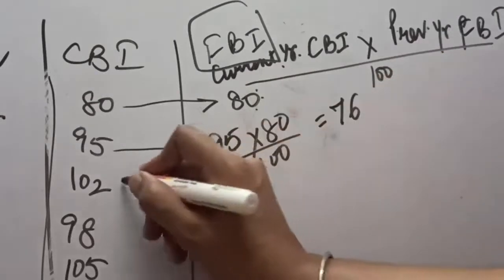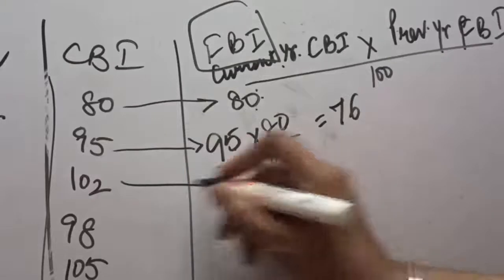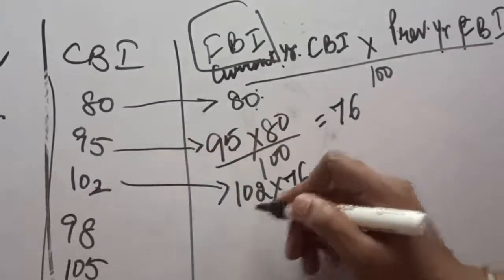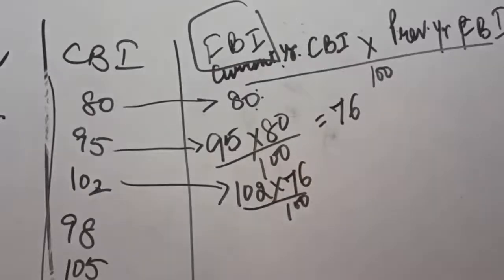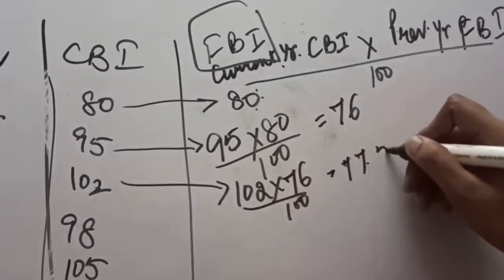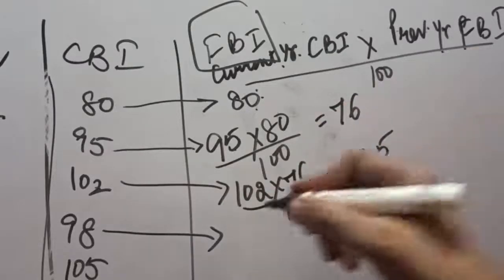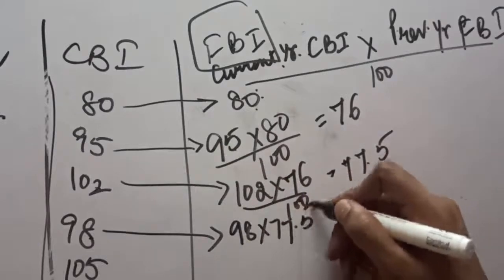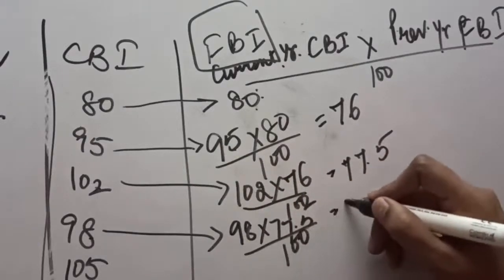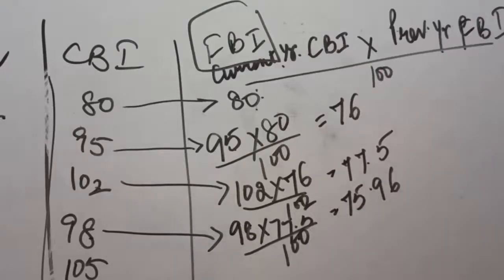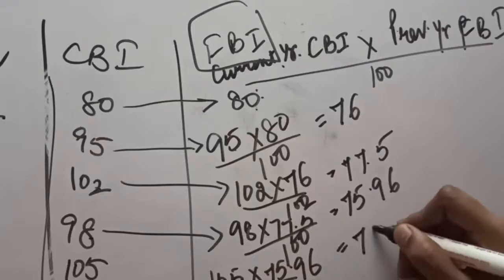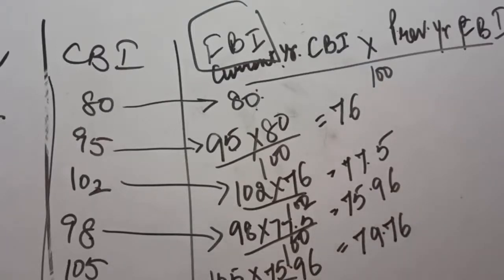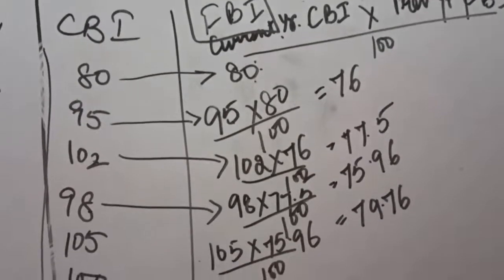Let us see for the next year. Current year chain base index into previous year fixed base index divided by 100. It comes out to be 77.5. For the next year, if we have to calculate, 98 current year CBI multiplied by previous year FBI divided by 100, it will be 75.96. For the next year, 105 multiplied by 75.96 divided by 100. So our answer is 79.76 near about.